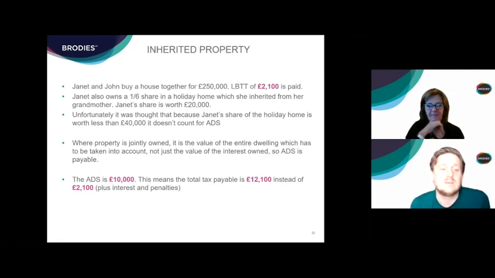Unfortunately, it does, because with jointly owned property, you look at the value of the property as a whole, not the fractional interest someone has in it. So Janet could own 1/10 or less and she would still be within the charge to ADS. So that results in an extra 10,000 being 4% of 250,000 falling due.